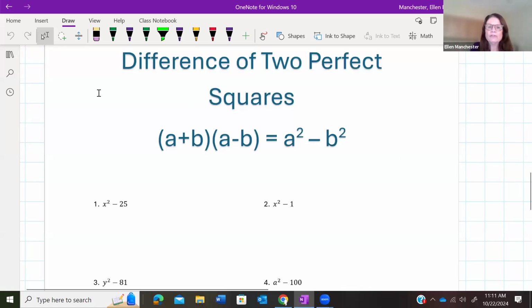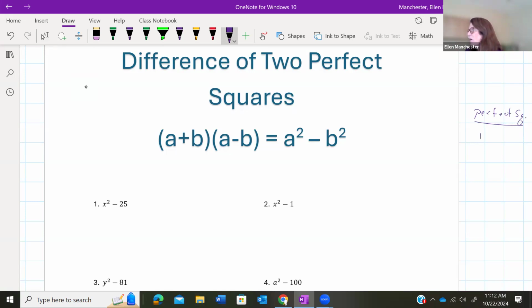Remember, with difference of two perfect squares, we talked about this last week. You have a binomial, and both terms are perfect squares. How do you know? The exponent has to be even, and the value has to be a perfect square. Remember perfect squares, and this is going to come into play in the other one, the perfect square trinomial.